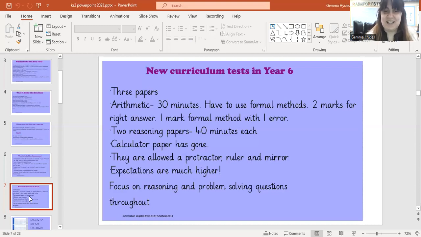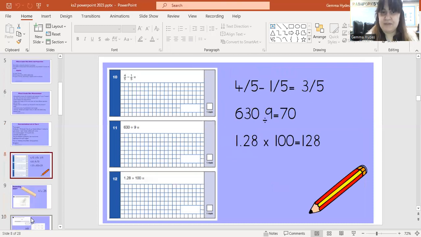The expectations, like I said at the beginning, are much higher, and there is a lot of reasoning and problem solving in the 2 reasoning papers, and we are helping the children to use different strategies to problem solve. So here's an example of an arithmetic.